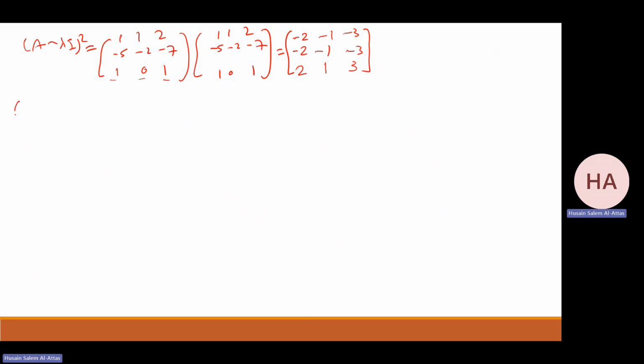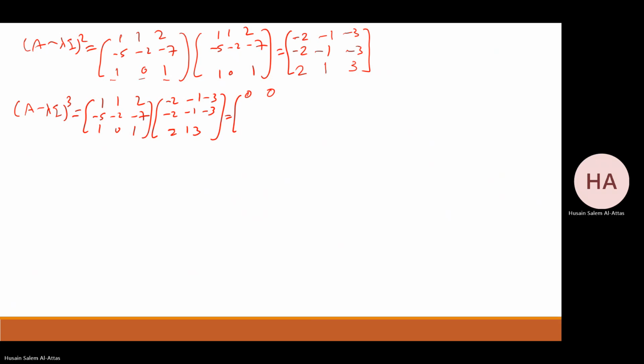Now what will be (A minus lambda I) cubed? That will be 1, 1, 2, minus 5, minus 2, minus 7, 1, 0, 1, times minus 2, minus 1, minus 3, minus 2, minus 1, minus 3, 2, 1, 3. Yeah. First row times the first column, we have minus 2 plus 4, that will be 0. Minus 1 plus 2, that will be 0. Minus 3 plus 6, that will be 0.